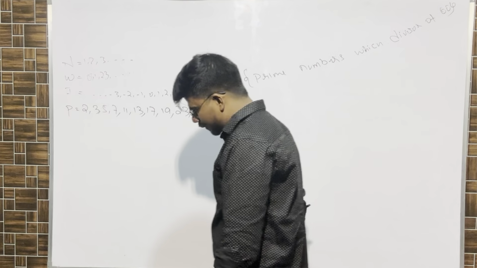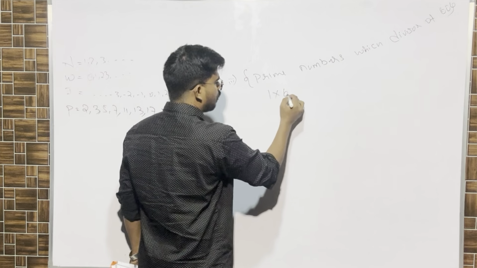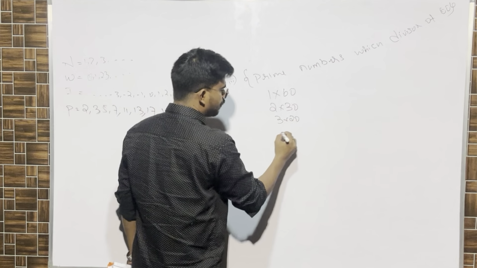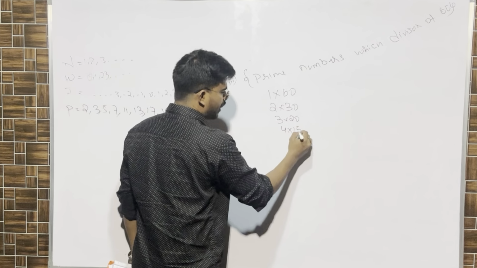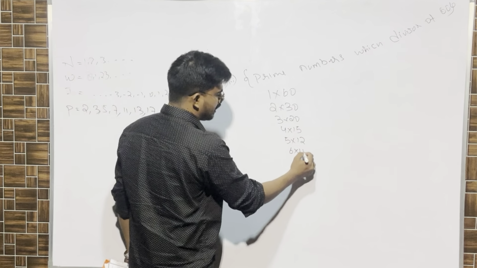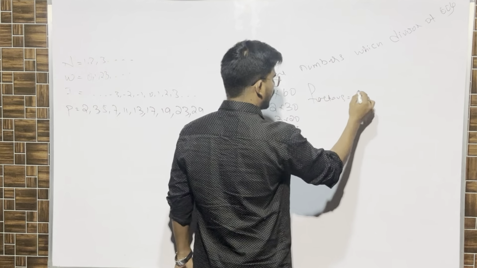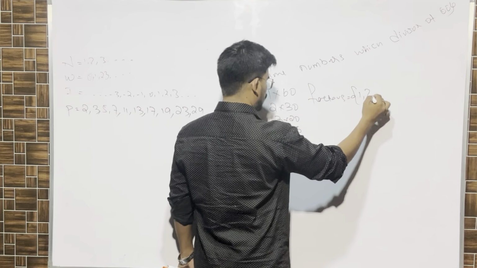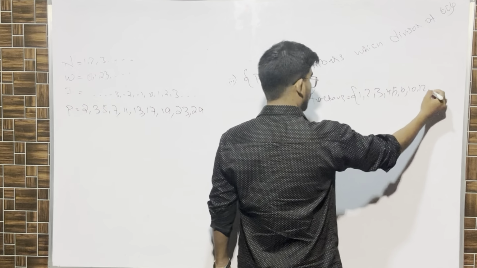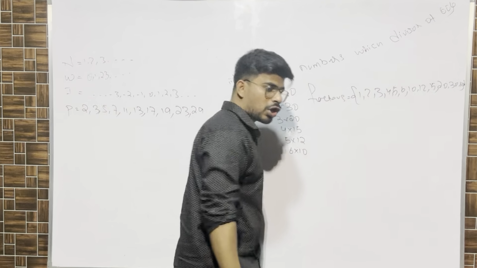Alright, what are the divisors of 60? First you have to calculate that. Divisors of 60, in what table does 60 go? It goes in 1 into 60, 2 into 30, 3 into 20, 4 into 15, 5 into 12, 6 into 10. So these are all the factors. Factors or divisors, you can call it either way. 1, 2, 3, 4, 5, 6, 10, 12, 15, 20, 30, 60. So these are all the divisors or factors of 60.